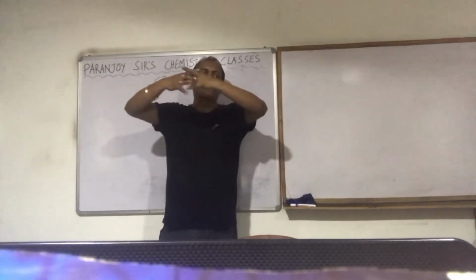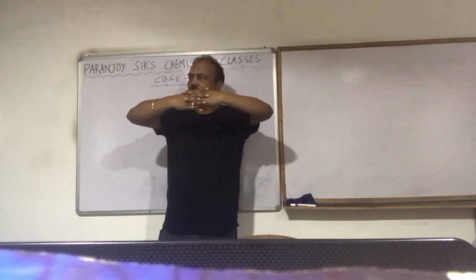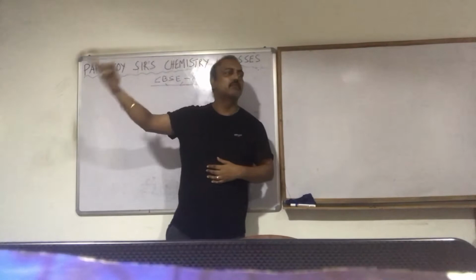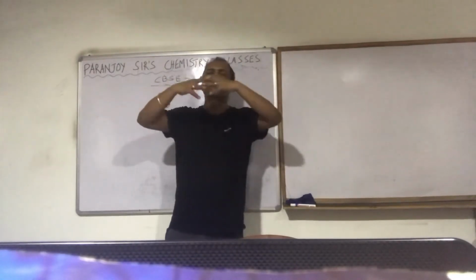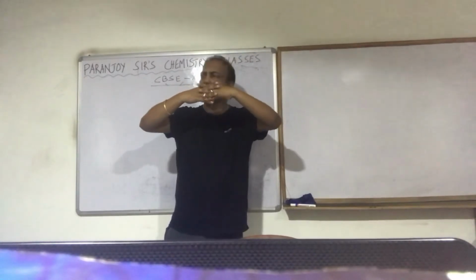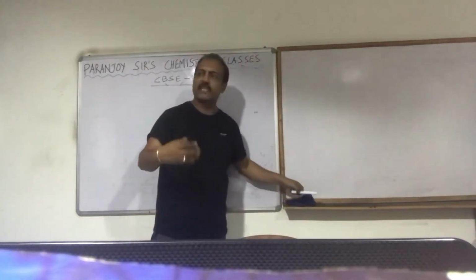I am the substance and the bonding is within me only. Then it is called intramolecular hydrogen bonding, right? You understood that? Intermolecular means between the two molecules, same or different, and intramolecular means inside the molecule only the hydrogen bonding is there. These are the two types of hydrogen bonding that can be classified.